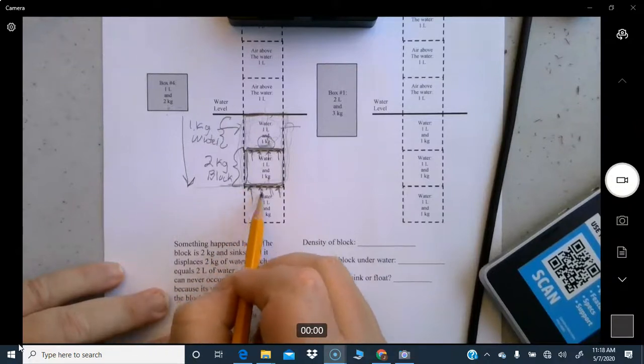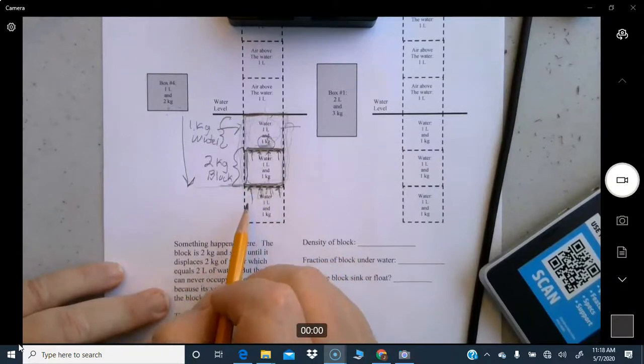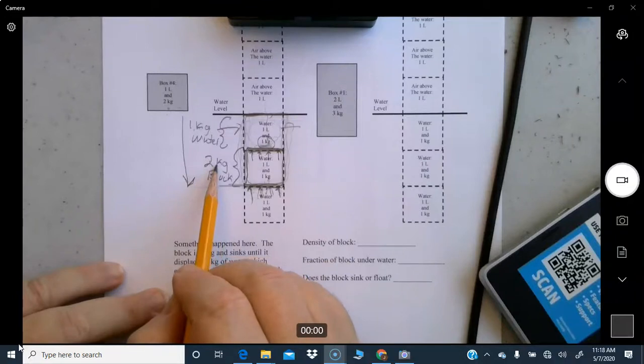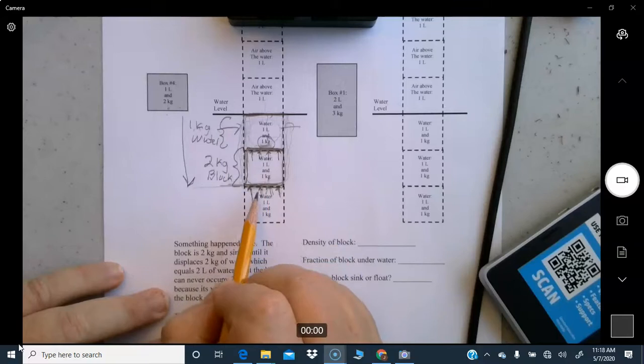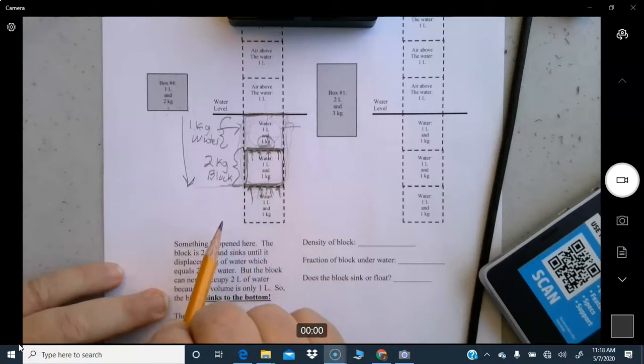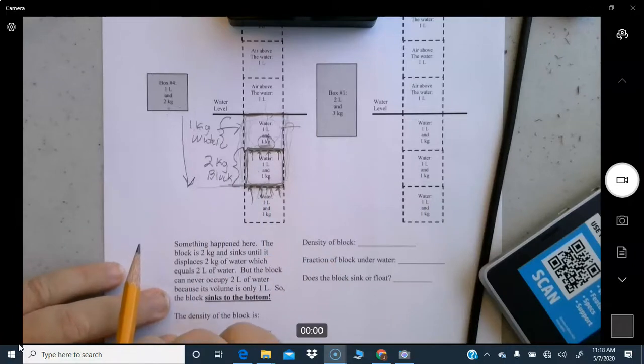And you have water that's capable of supporting only 2 kilograms. So 1 plus 2 is 3. So you have 3 kilograms pushing down, and you have water that's only capable of holding 2 kilograms pushing up. Therefore, the block is going to continue to sink some more. And it will, in fact, sink all the way to the bottom of the pool.